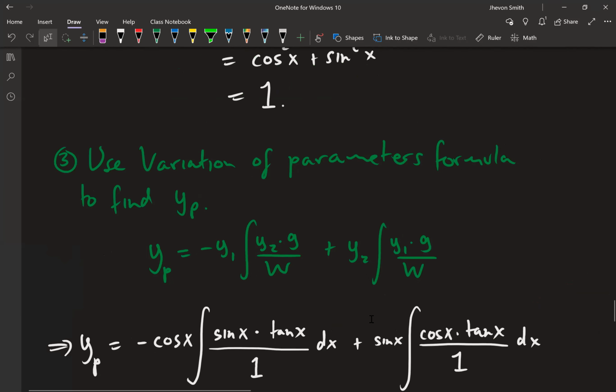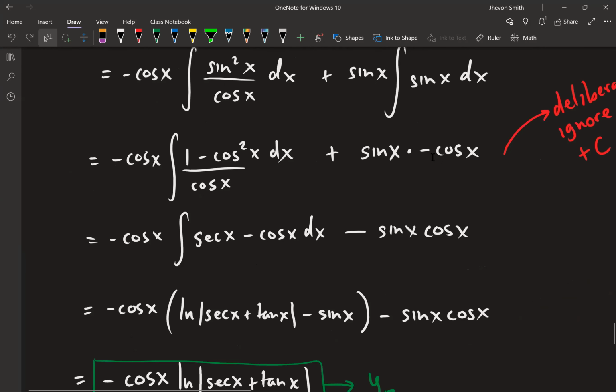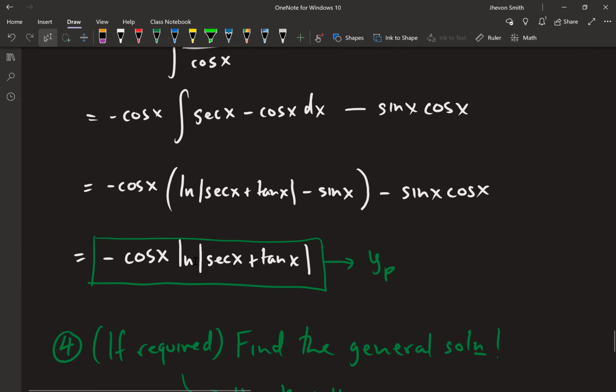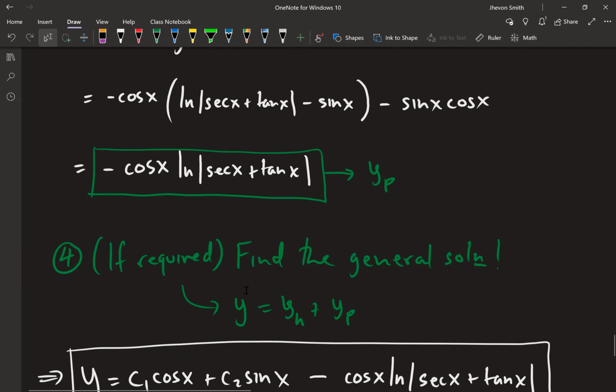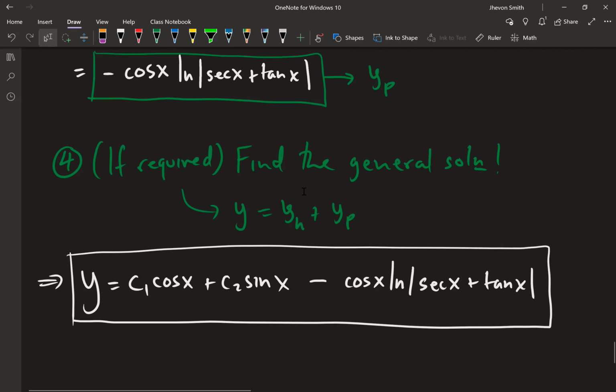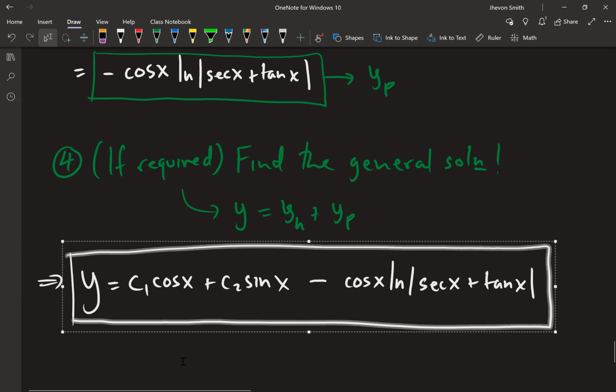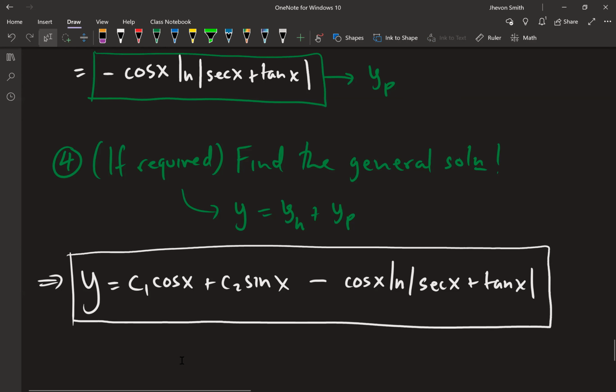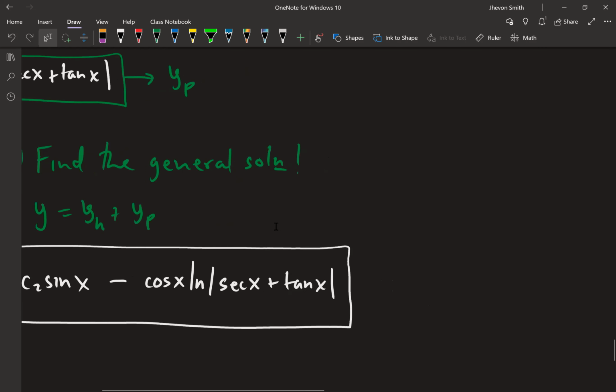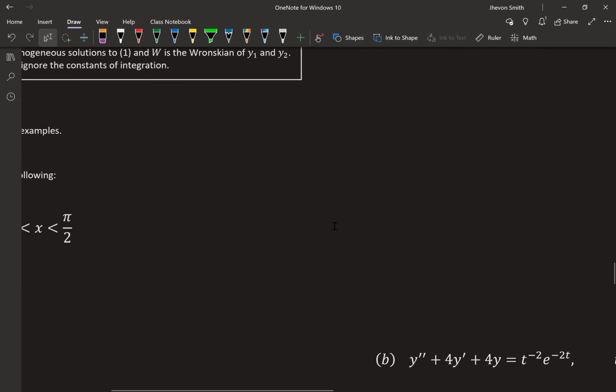So I plug into that formula. Of course, I'm going to have to calculate these integrals. At this point, we're going to be in Calc 2, so it shouldn't be a problem. We've all passed Calc 2, and so ultimately we'll get to this answer. Then to find the general solution, I'm just going to add the homogeneous solution to the particular solution I just found, and that gives me our general solution. So that is it. Any questions on the process?